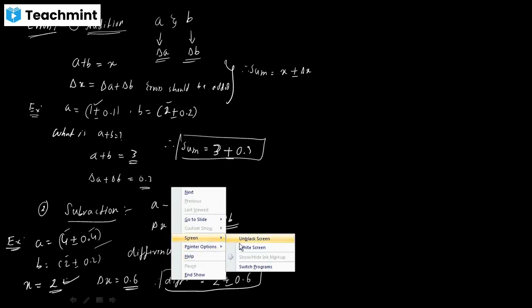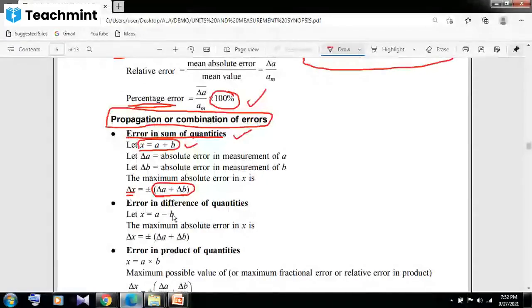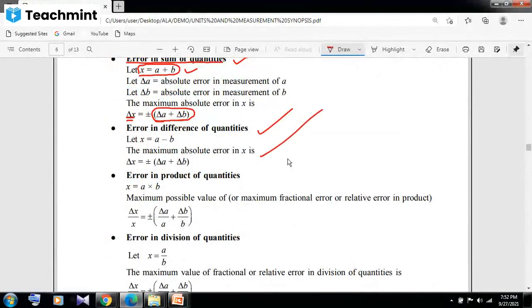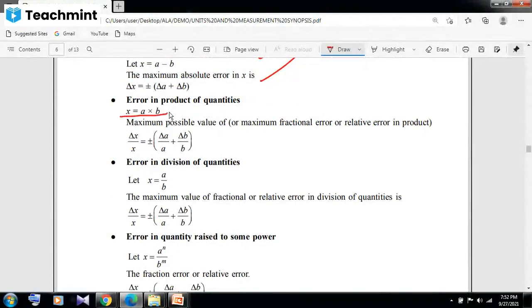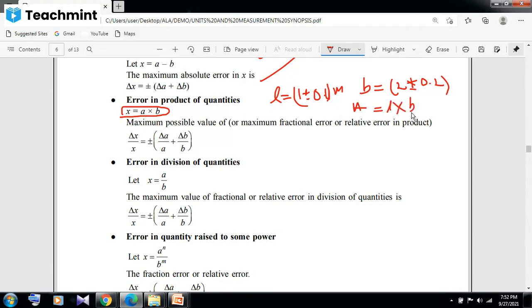Now let us come to this. Look here. So addition, subtraction over. Let us go for multiplication. You can see here, easy. In multiplication, what happens? X is equal to A into B. For example, length is equal to 1 plus or minus 0.1 meter. Breadth is equal to 2 plus or minus 0.2. Now area is equal to what? Length into breadth. Am I right, students?